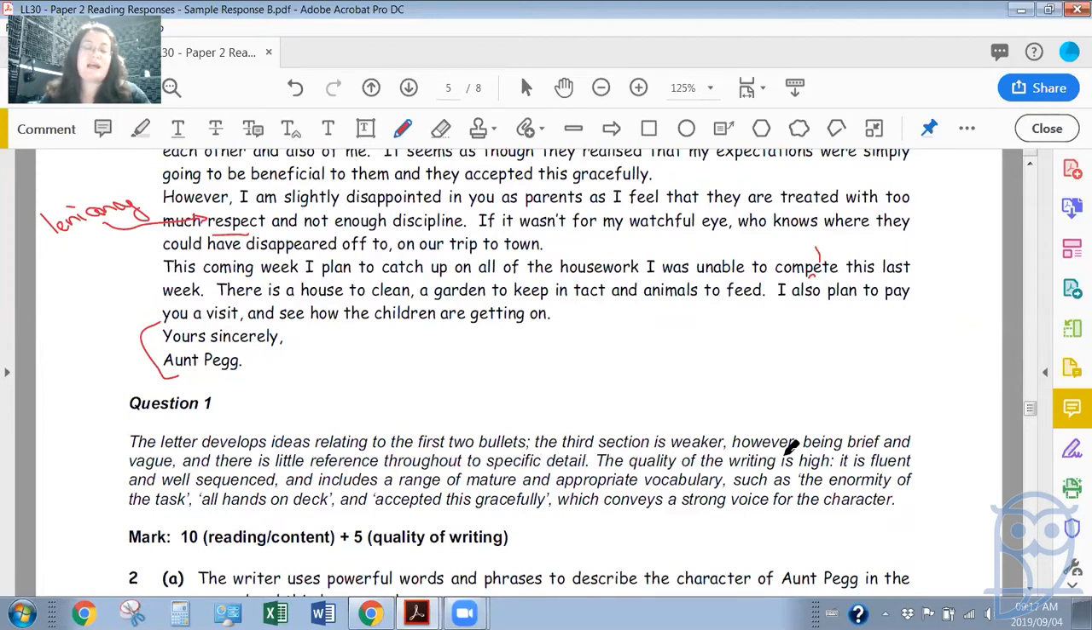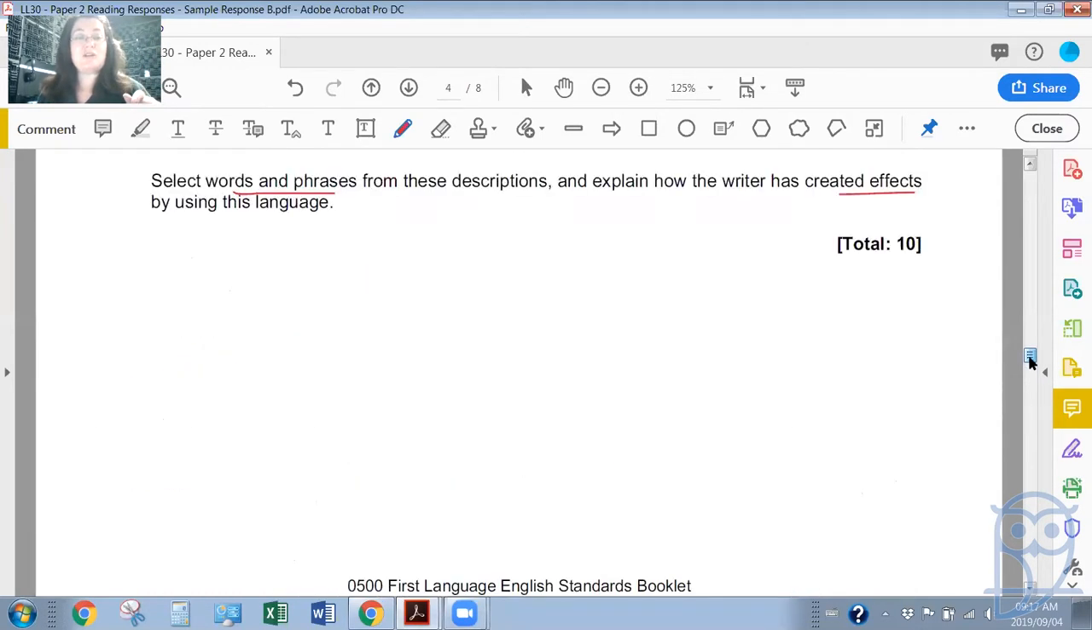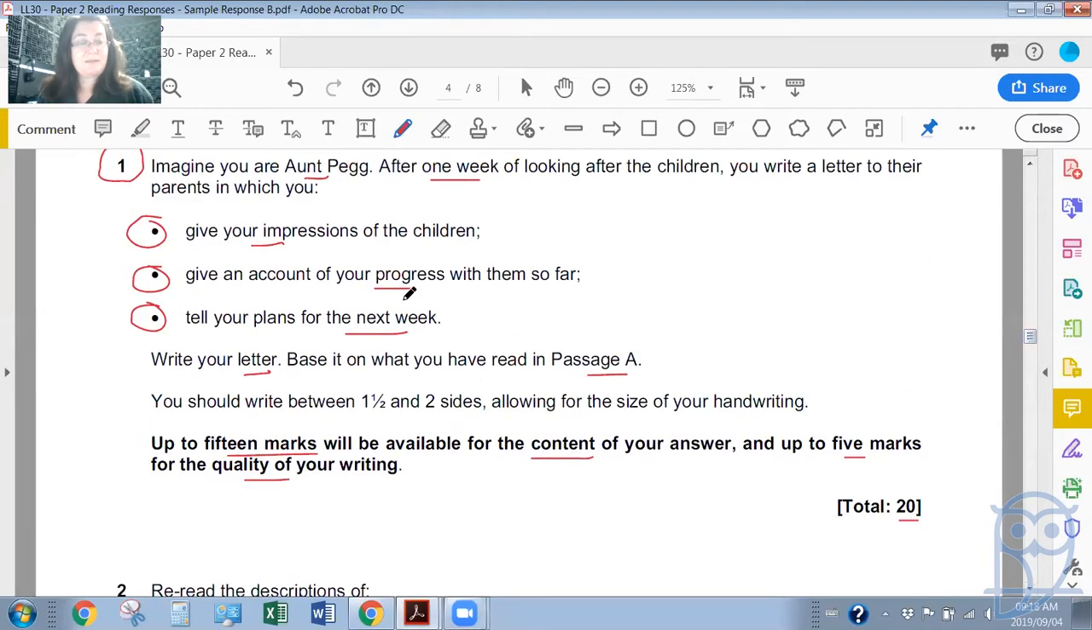The quality of the writing is high, it is fluid and well sequenced, and includes a range of mature and appropriate vocabulary, such as the enormity of the task, all hands on deck, and accepted this gracefully, which conveys a strong voice for the character, and I would agree with that. So yes, just remember that once you've produced your writing, you need to always budget time for editing. You go back and you make sure that you have answered those bullet points fully, each of them, given enough attention so that it equals out in some way.